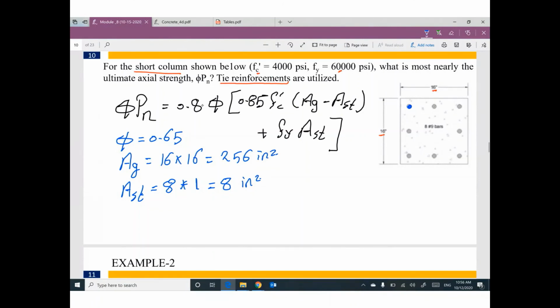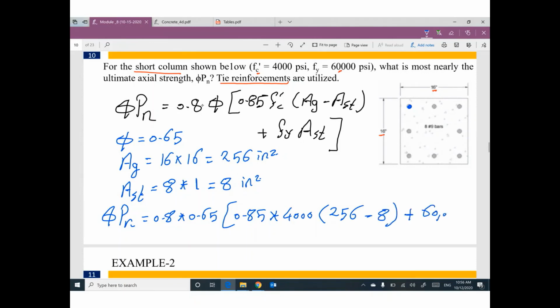So phi Pn equals 0.8 times 0.65 times 0.85 times 4,000 times (area gross 256 minus 8) plus F yield 60,000 times 8. Your final answer will be in pounds. Please divide it to be a number in kips. Here is the design strength of this column: 0.85 times 4,000 times (256 minus 8) plus 60,000 times 8, all of them times 0.65 times 0.8.